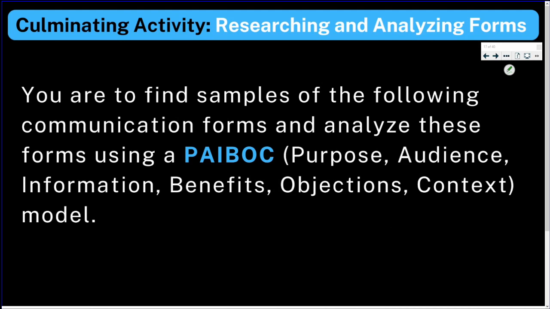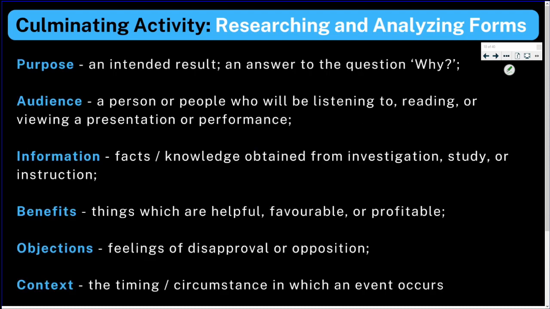So you need to look at the purpose of a document, its audience, its information, its benefits, its objections, its context. And we've talked about purpose a lot. Why was something written? Why are you writing this thing? What are you trying to get out of it? So if you're the reader of the document and not the one writing it, it's why would they write this thing? What were they trying to get out of writing this thing? What was their objective? The audience is who it was for, right? So who was supposed to read this business letter? Who was supposed to read this memo?